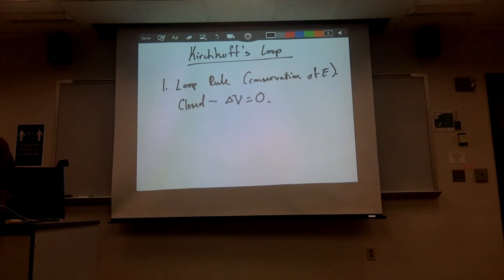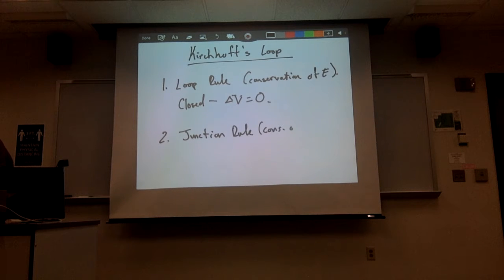And the second rule is what we also talked about before, which is called the junction rule, which is just conservation of charge. It says that at any junction, what has to be true is that the sum of the currents going into the junction must be equal to the sum of the currents going out of the junction. So this is what we call the junction rule.